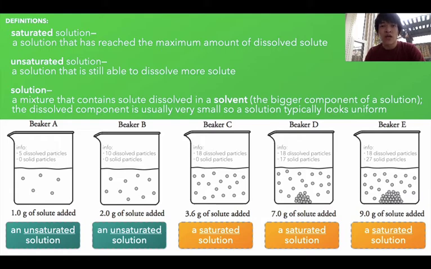I also want to include at this point the definition of a solution. A solution is a mixture that contains solute dissolved in a solvent. A solvent is the bigger component of the solution, so usually it's water. The dissolved substance in a solution is usually very small, so the solute is usually very small, and that's why a solution typically looks uniform or well mixed.